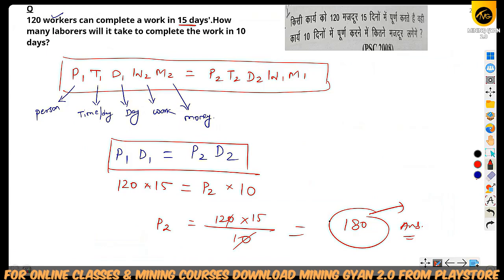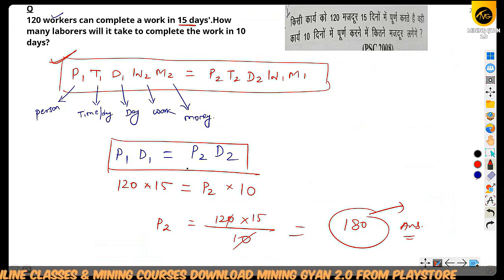Is it clear? So the basic concept is we have to use this formula according to the variables given in the questions. Then you can use the P1 and D1 for this problem, because we have only the number of workers or number of person and days given in the question. Is it clear?